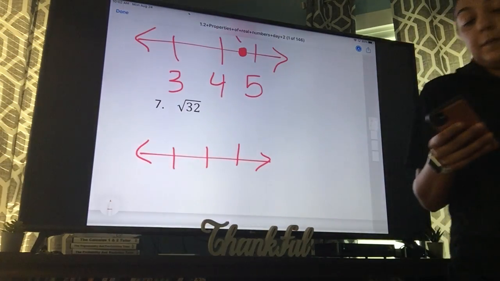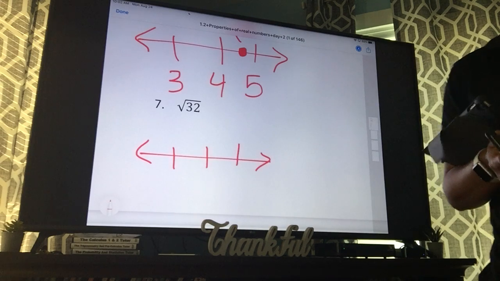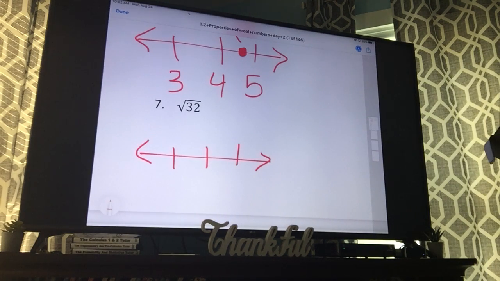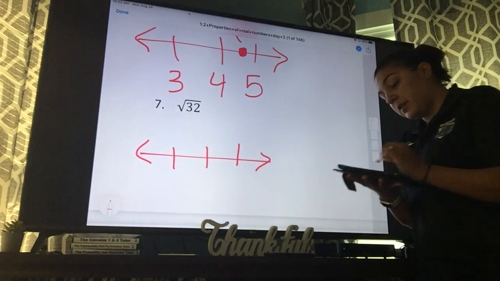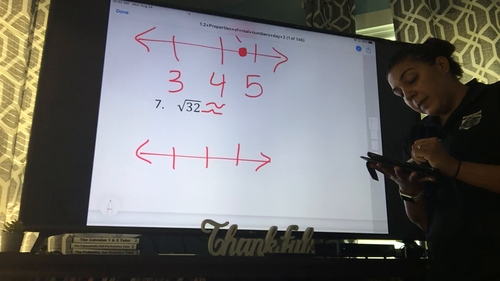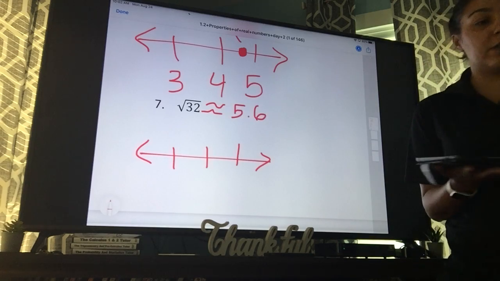Okay, so you got to turn your phone sideways in order for this to work. Make sure your auto rotate is on. So you're going to type in the number first, 32, and you're looking for that square root button. Okay, so the square root button you're going to say is right here, and it's 5.6. Okay, so if you got 5.6, kudos. So our decimal approximation is 5.6.